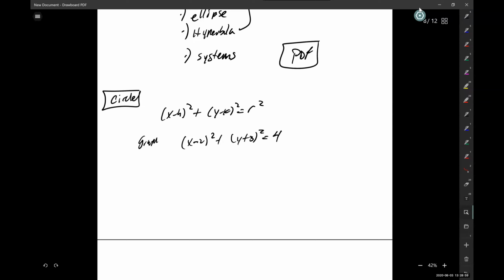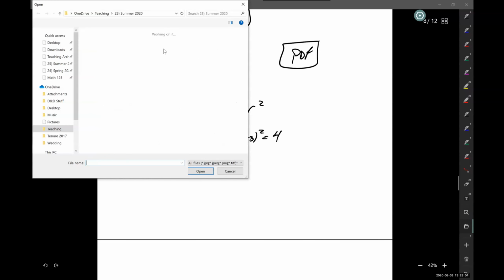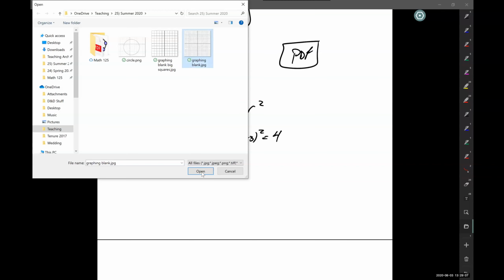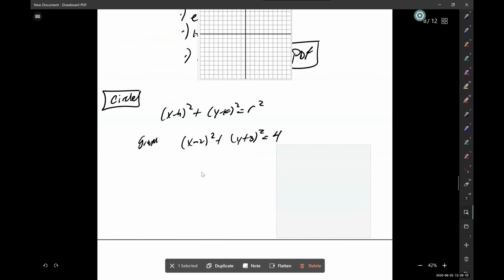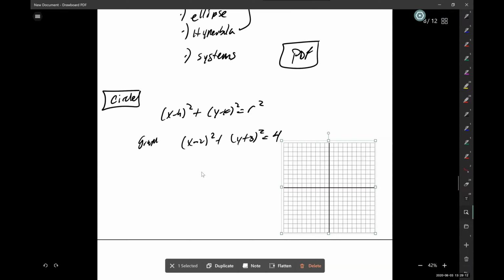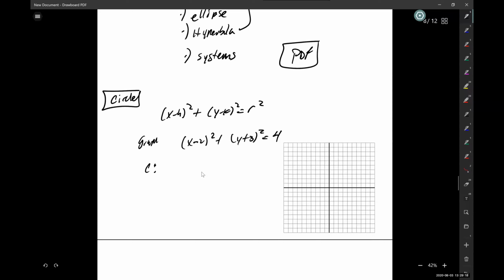Now we plot that. The two things that define every circle are your center and your radius. So remember that we always have to switch these signs. So I have -2 and +3. That means my center is (2, -3). And for the radius, remember this is r squared, so we want to take a square root of that. So I have a radius of 2.